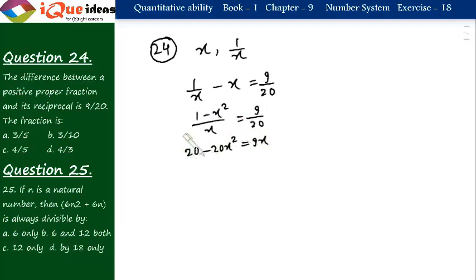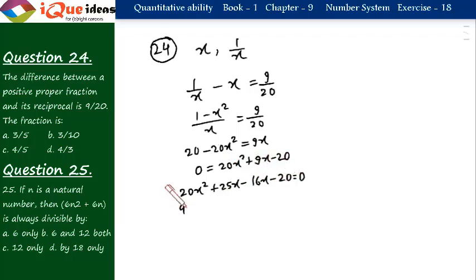Take everything to the right side, we'll get 0 is equal to 20x square plus 9x minus 20. Now if you factorize, 20 into 20 is 400 and 25 into 16 is also 400. So we will have 20x square plus 25x minus 16x minus 20 equal to 0. Now we'll have to take 5x common. So we'll have 5x common, and inside we have 4x plus 5.